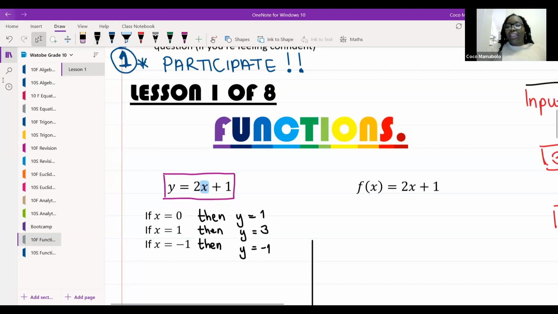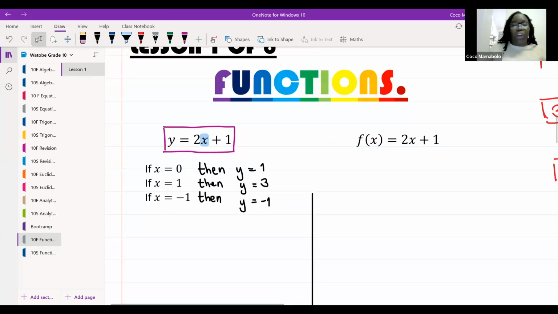Now, when we look at these things, and as we've learned from analytical geometry and from grade 9, when we look at the value for x in relation to the value for y, we call these two things ordered pairs. They are ordered pairs.